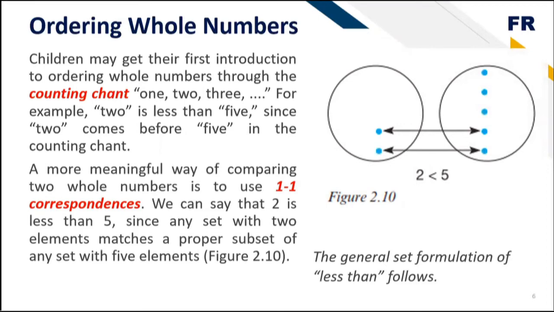We can say that 2 is less than 5 since any set with 2 elements matches a proper subset of any set with 5 elements, that we see in the figure 2.10. Yung nasa sets ng 2 elements can be properly matched doon sa sets ng 5 elements. So, kaya yung 2 ay tinatawag na proper subset ng 5. Therefore, 2 is less than 5.